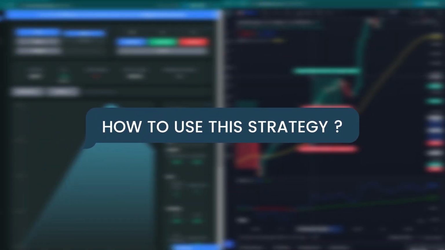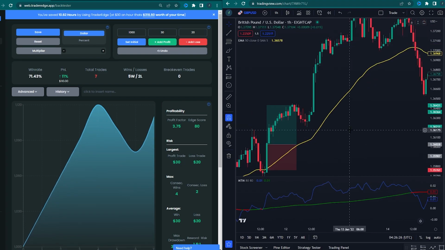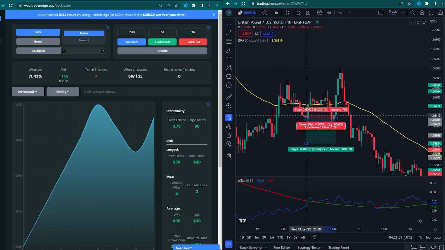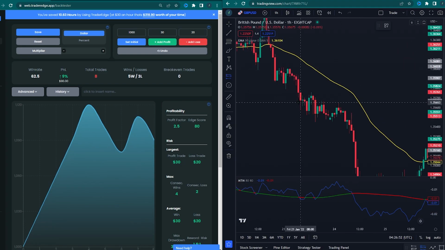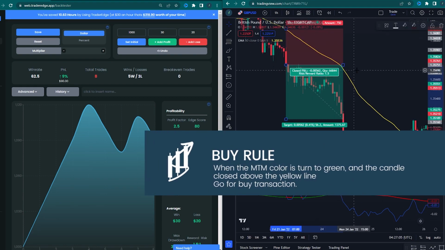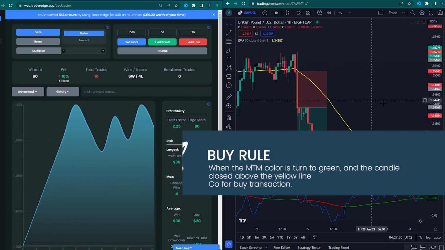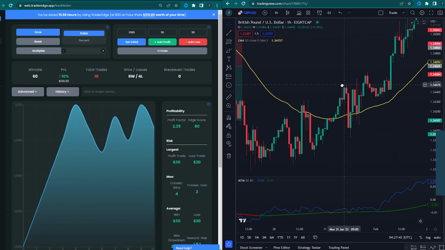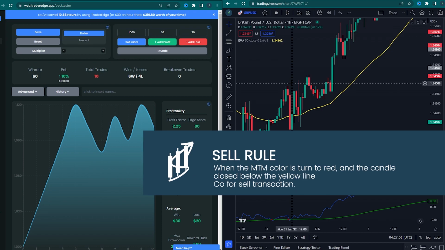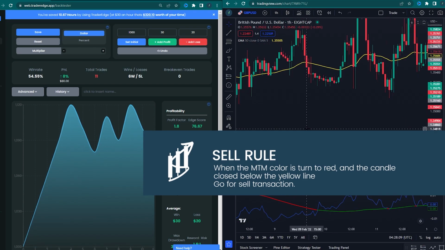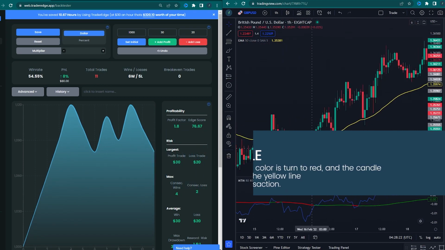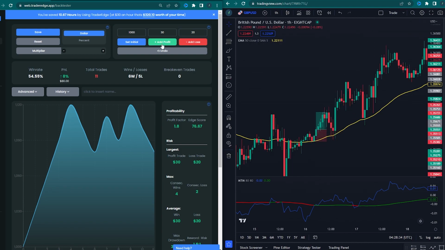How to use this strategy? Now let's go over the rules of this trading strategy. When the MTM color turns green and the candle closes above the yellow line, go for a buy transaction. When the MTM color turns red and the candle closes below the yellow line, go for a sell transaction. Now I will give you some examples.